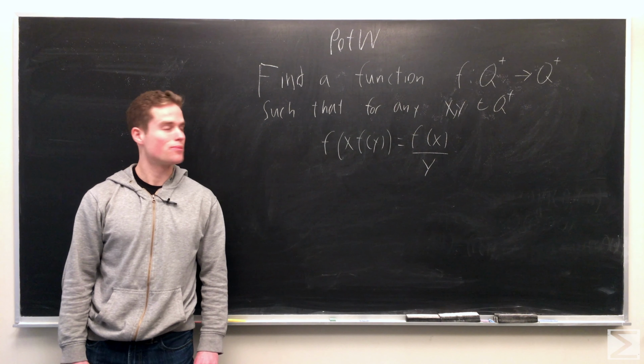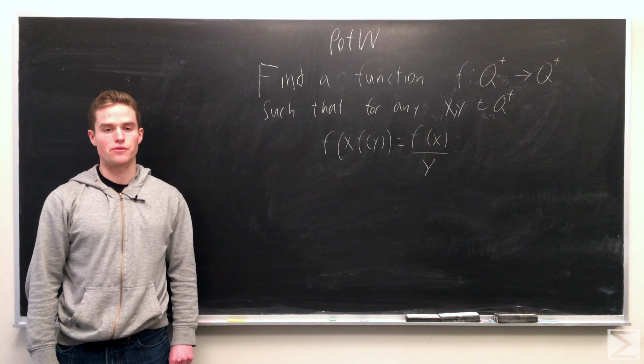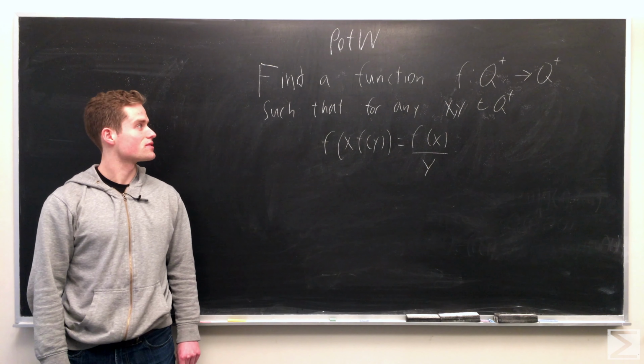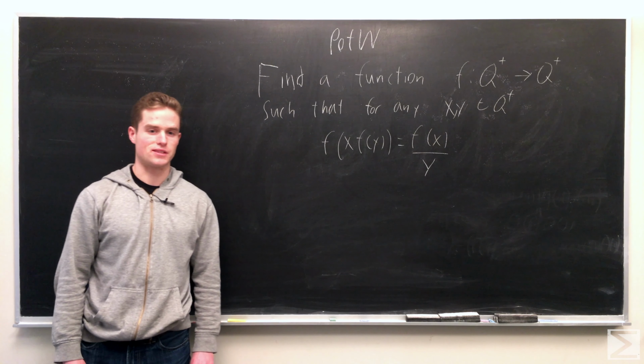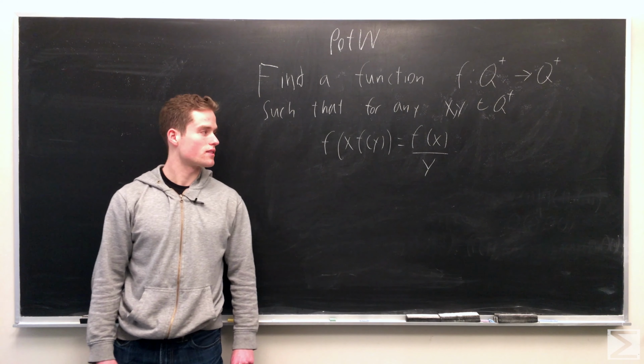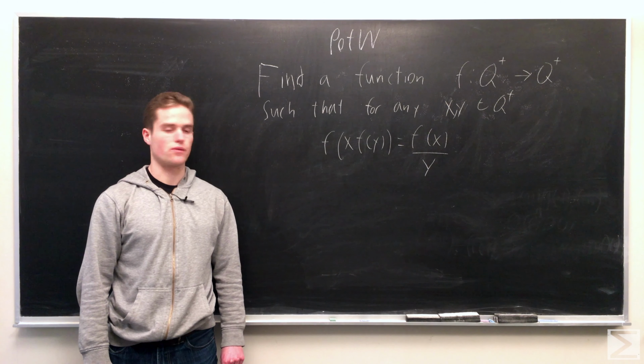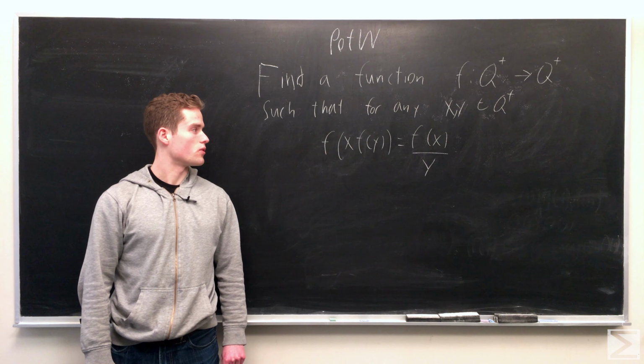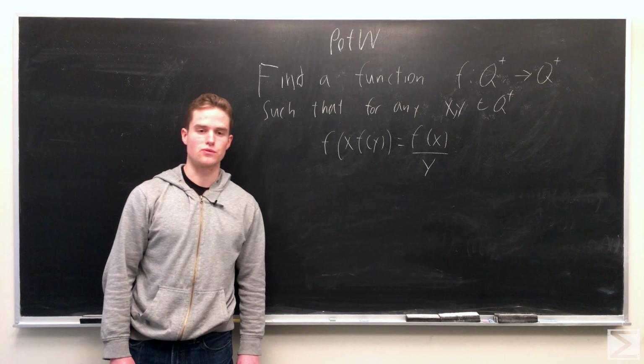For this week's problem, we want to find a function going from the positive rationals to the positive rationals, such that for any x, y in the positive rationals, we have f of x times f of y equals f of x over y. So we're going to start off. We're going to plug in some numbers for x and y.